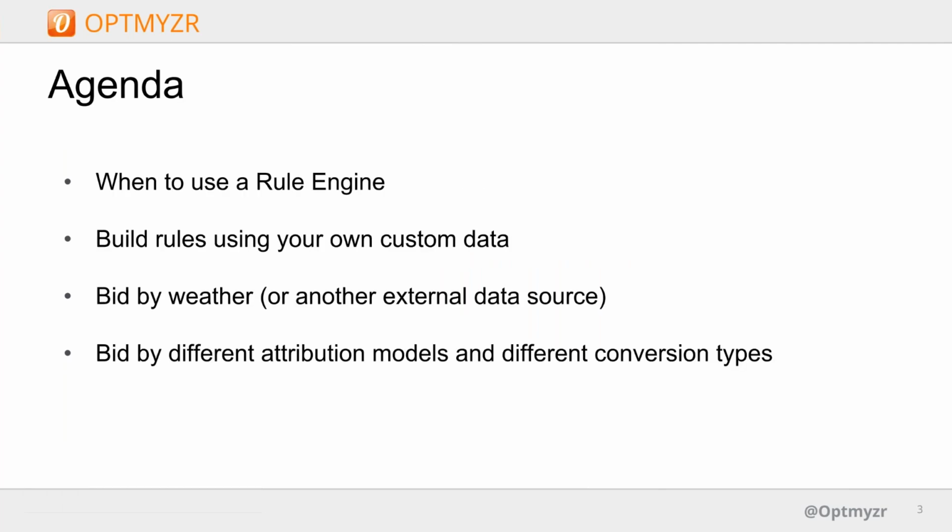As far as the agenda, I'm going to start with a very basic example of why you would want to use a rule engine, and then we're going to jump into the Optmyzr interface, and I'm going to show you how to build rules using your own custom business data. We'll do a bid by weather example, and then we'll do an example where we bid by different attribution models and different conversion types.